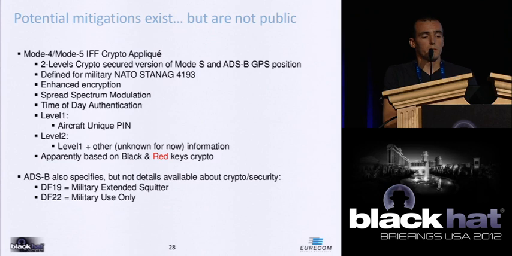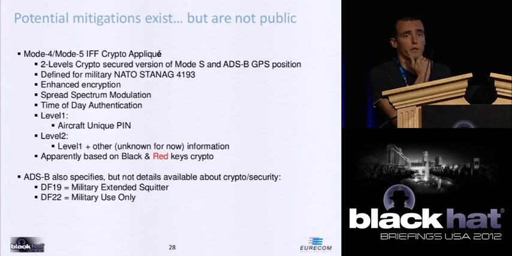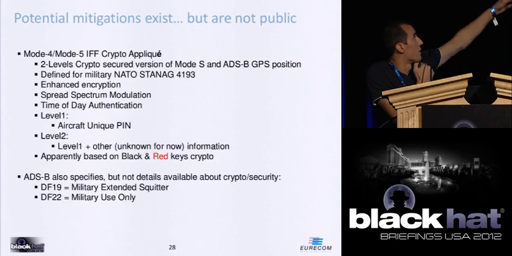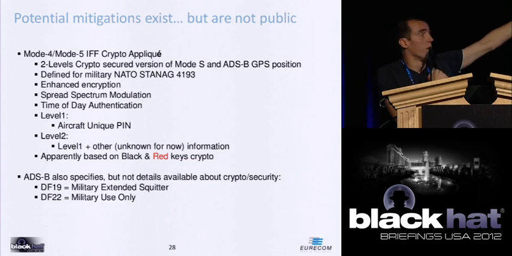However, it seems that there exist mitigations for these problems. First of all, encryption, and second, possibly message and entity signature and authentication. But unfortunately, this information is not very public, and it seems it's being used only by the military. Some of the hints are Mode 4, Mode 5, IFF, which means identify friend or foe, and crypto applique, which is a specification for this technology.